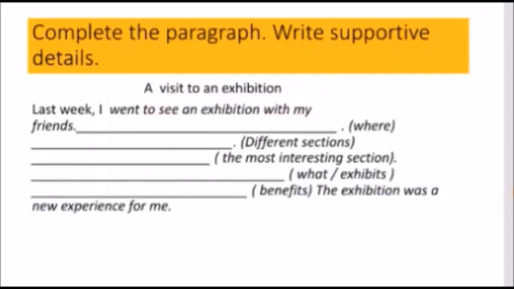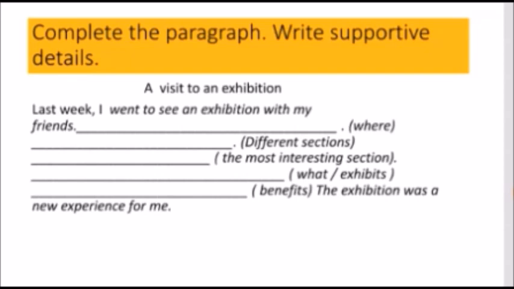Now, look at this task, children. The topic is a visit to an exhibition. In the given paragraph, you are given the introductory sentence and the concluding sentence too. What you need to do here is complete the given blanks with suitable supporting sentences. There are some clues at the end of each blank that would help you to answer the question.